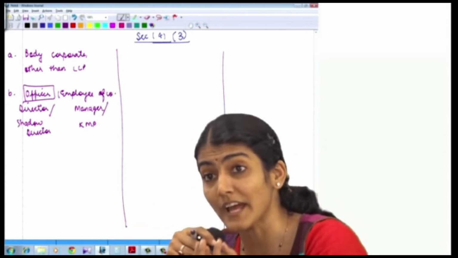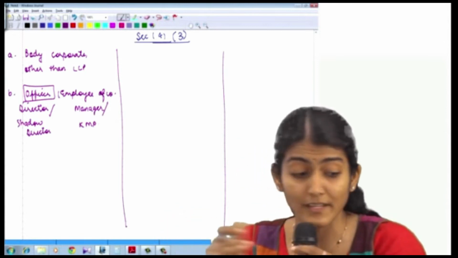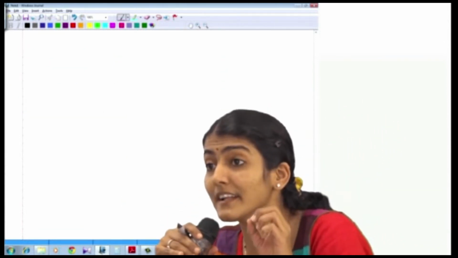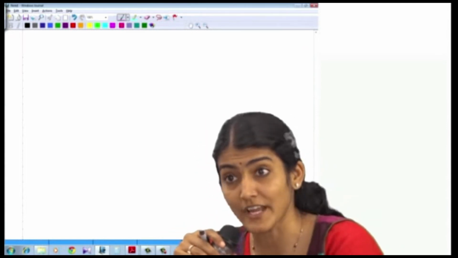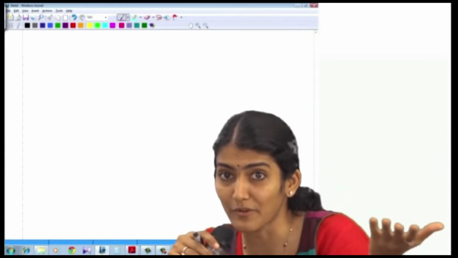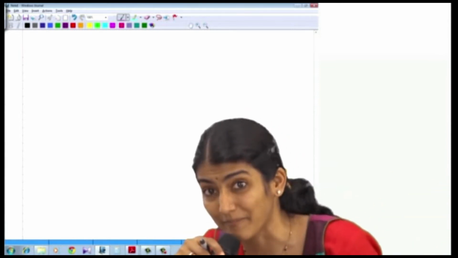Now here only the shadow director who is a person is covered, but if you see the main distinction between a director and a shadow director, a director has to be an individual, but a shadow director could also be a company. It could also be a company, it could also be a firm, it could also be an LLP.